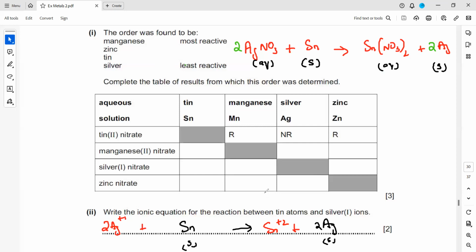Is it clear? Anyone having a doubt or a question in this? Any question or doubt?